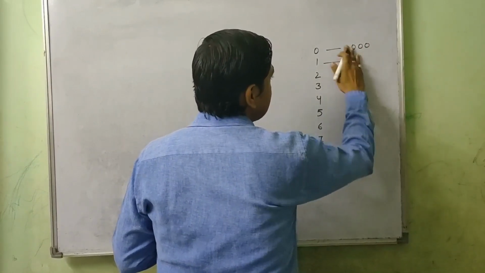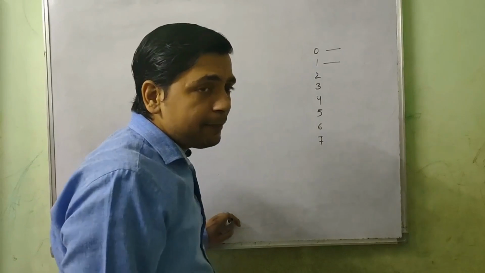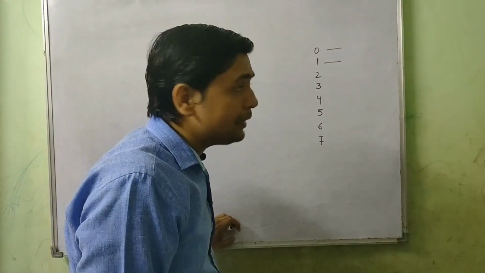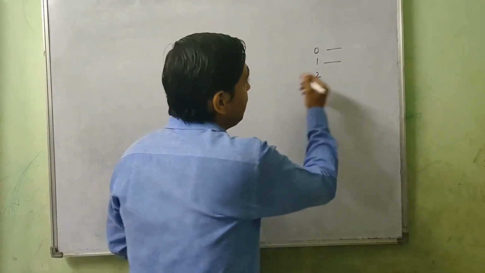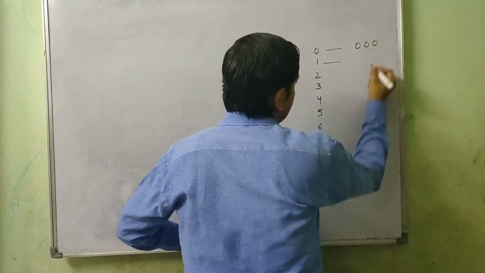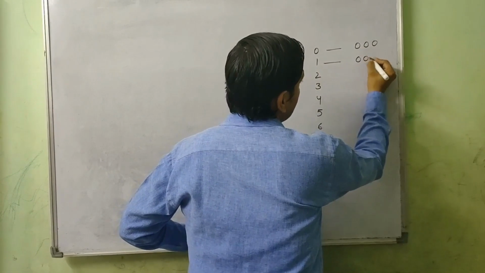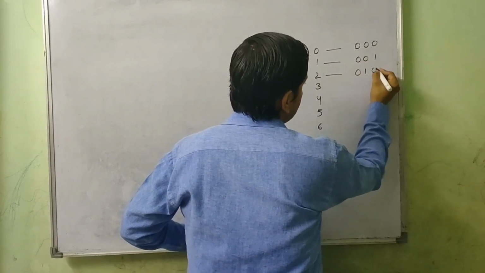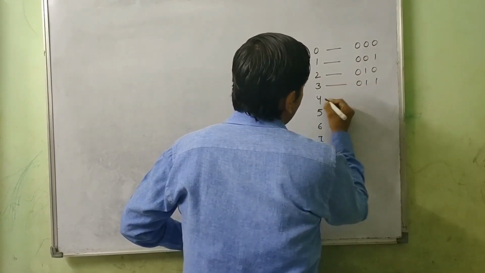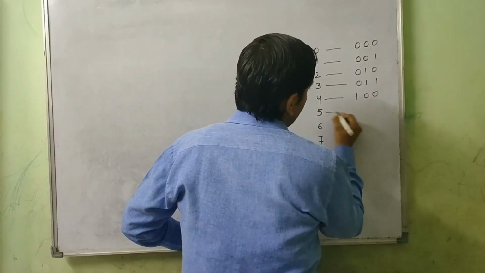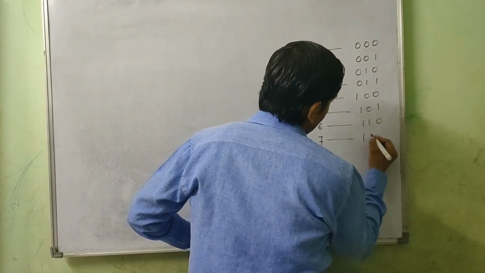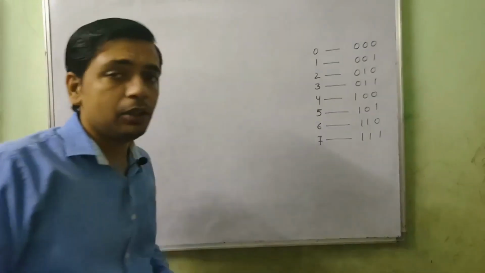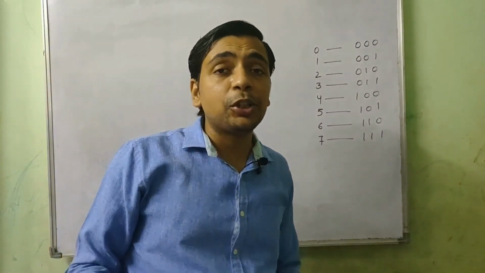The interesting thing is the largest octal digit will be represented in 3 digits, right? So we are going to represent all the digits in 3 digits. For example, 0 will be represented as 000, 1 will be represented as 001, 2 will be 010, 3 will be 011, 4 will be 100, 5 will be 101, 6 will be 110, and 7 will be 111. Okay, and I told you that I will tell you a shortcut to write this.